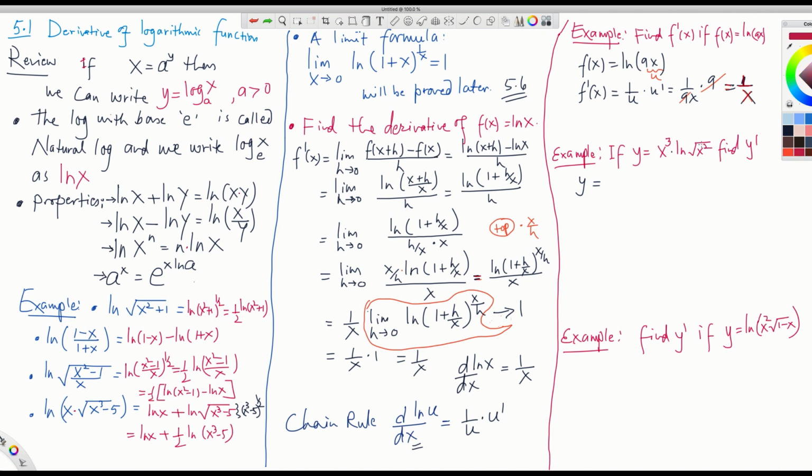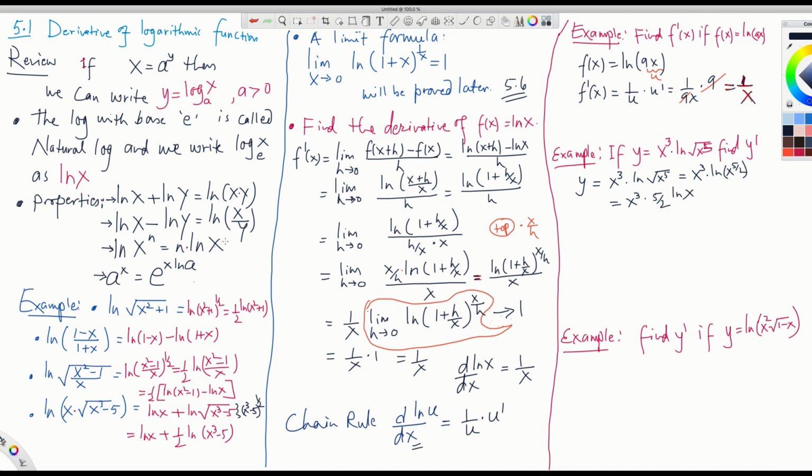By the way, this should be x to the 5. So y is given as x cubed times natural log of root under x to the 5. How do I simplify this? I can simplify this as x to the third times natural log of x to the 5 halves, because I want to write using exponent form. Now, I can pull this exponent out to the front. So this can be written as x cubed times 5 over 2 natural log of x.